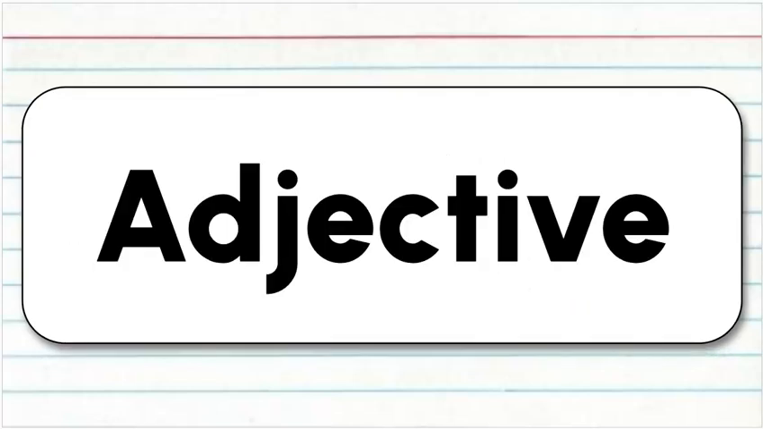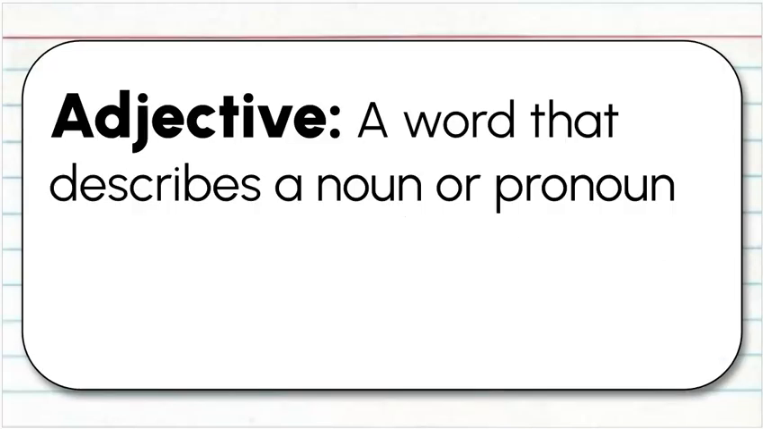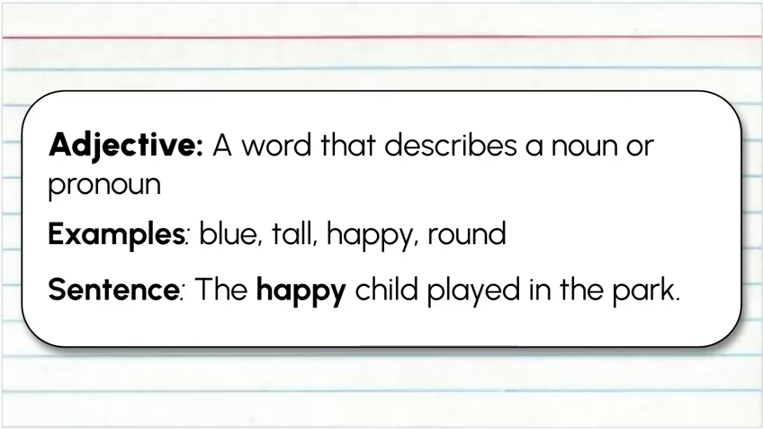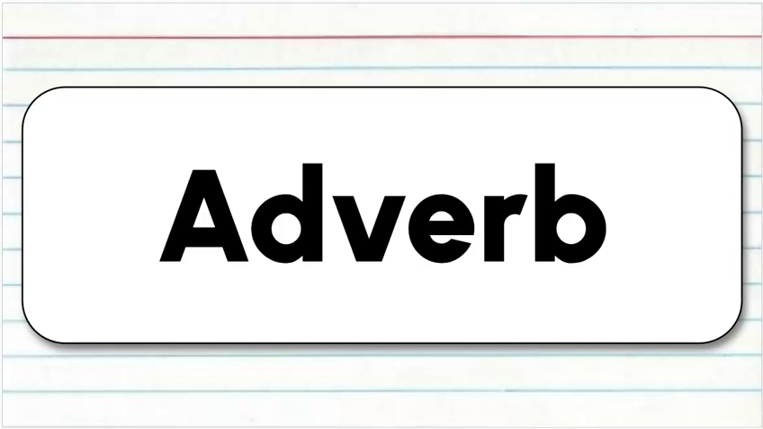Next, we have adjectives. An adjective is a word that describes a noun or a pronoun. Some examples of adjectives might be blue, tall, happy, or round. In a sentence, you might see it used this way. The happy child played in the park. The word happy is an adjective. It describes the child.